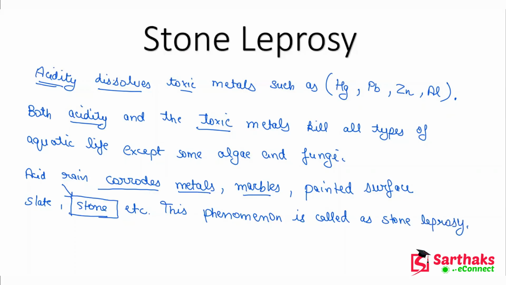This phenomenon is called stone leprosy. Now, the next topic that we are going to look at is ozone depletion. What is ozone depletion? We all know that our Earth is covered with a layer called ozone. If that depletes, then we are in direct contact with the ultraviolet rays, and that is harmful for us.